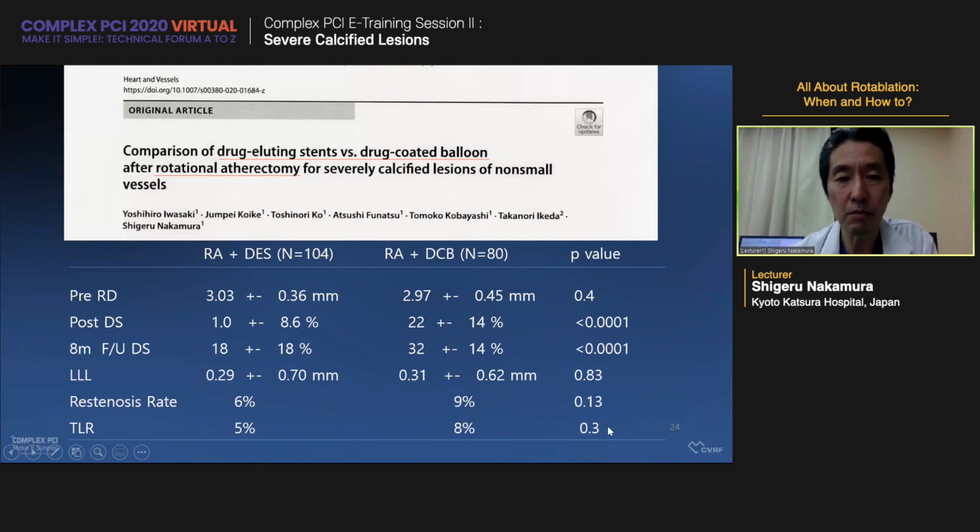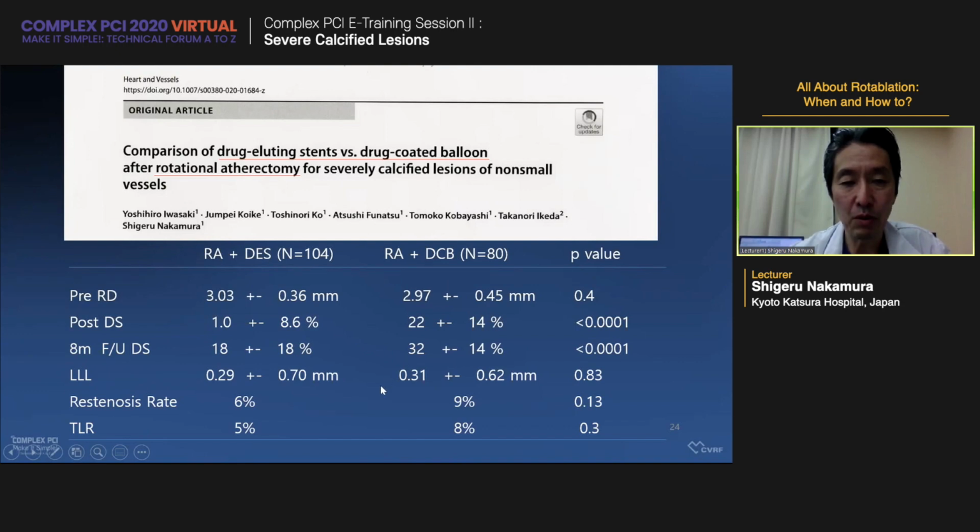So this is the comparison of drug-eluting stent versus drug-coated balloon after rotational atherectomy for severely calcified lesions of non-small vessels. So this is Rota plus DES, this is Rota plus DCB, with reference diameters of 3.03 and 2.97. Post percent stenosis is 1%, Rota plus DES very good. Rota plus DCB is 22%. And at 8 months follow-up, percent diameter stenosis by DES is 18%. Rota plus DCB is 32%.